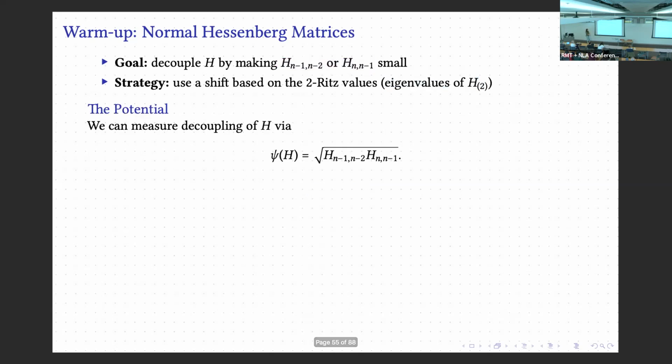Okay. Good. So to measure decoupling, it's really useful to have this kind of potential function that you use as you're doing the iteration to track how well you're doing. And instead of looking at the max of these two things, which is the thing we're actually interested in, we're going to use the geometric mean of them, which turns out to have a richer connection to the structure of the matrix. As long as we can drive this down below omega, say, then the matrix will be decoupled.